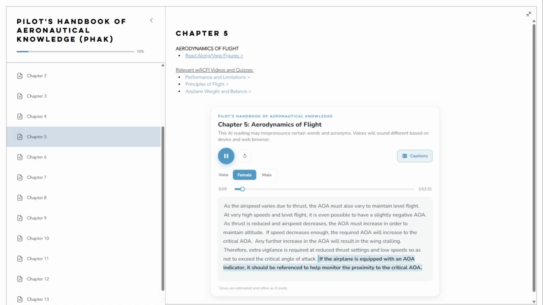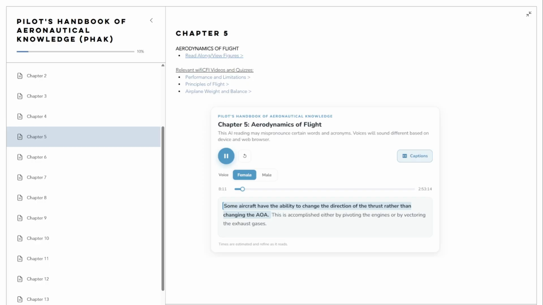Some aircraft have the ability to change the direction of the thrust rather than changing the AOA. This is accomplished either by pivoting the engines or by vectoring the exhaust gases.